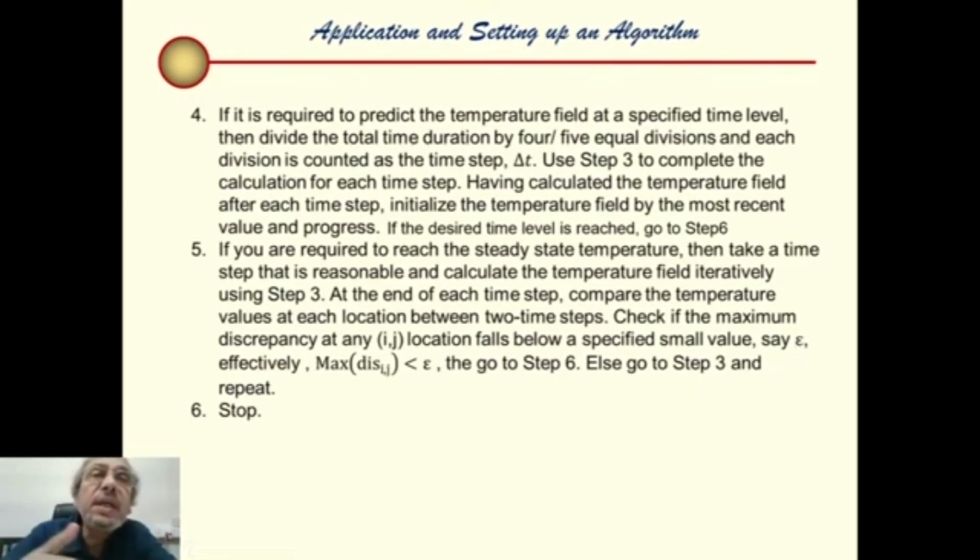So basically we are reaching a stage where temperature is not changing. Changing after the third or fourth decimal place is not a change in temperature. So, as I said, check that the maximum discrepancy at any ij location falls below a specified small value, say epsilon. Effectively, the maximum discrepancy at any ij point can occur anywhere. After each time step it has to be checked, till the maximum discrepancy falls below epsilon. And if it does that, that means you have reached steady state, you go to step 6. Else go to step 3 and repeat.